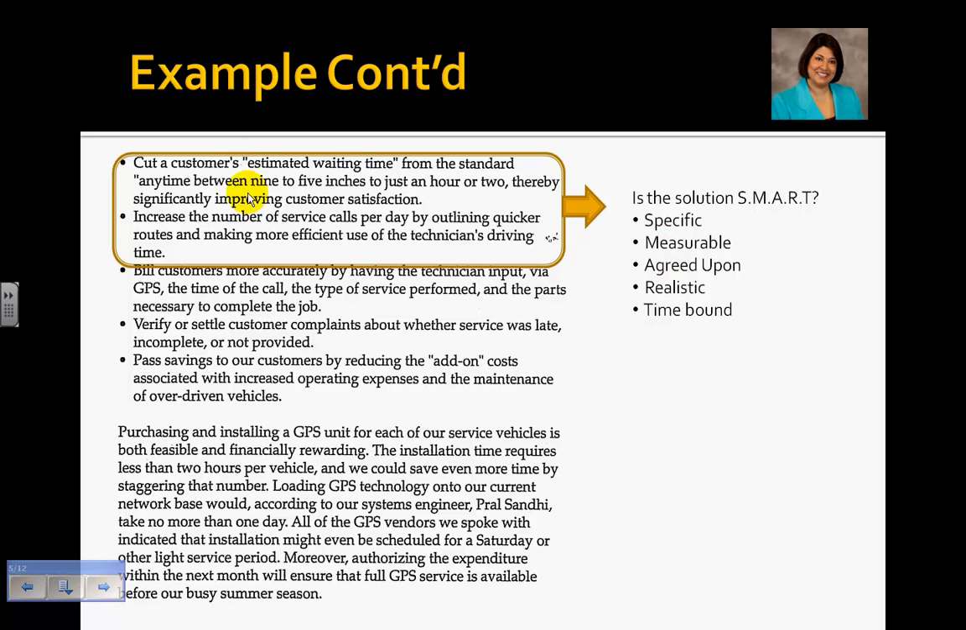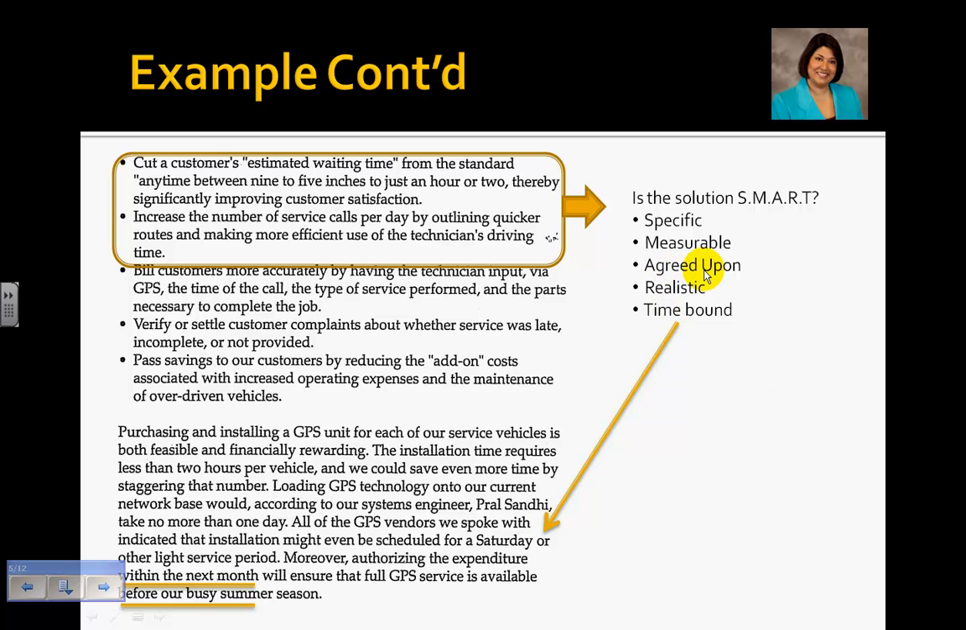It is measurable. So they talk about estimated waiting time and the standards getting down. I believe that they meant hours here and not inches, so that was a typo in the text. But anytime between 9 to 5 hours into just an hour or two, and improving customer satisfaction. So in this case, the solution would benefit from a measurable goal for that increase. Increased number of service calls per day. Again, this solution would benefit from saying that you want to increase the number of service calls per day from 5 to 9. And that would become more measurable.